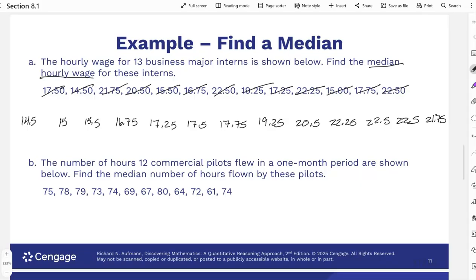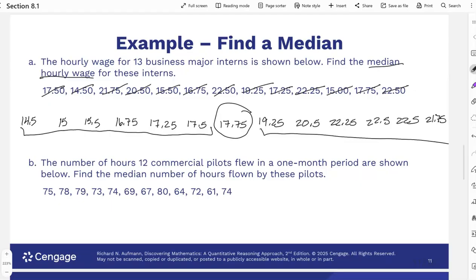1, 2, 3, 4, 5, 6, 10, 11, 12, 13. So they're in order. Now we want to find the median. So if we have 13, that means we're going to have 6 in that lower half, and we're going to have 6 in that upper half. So that median is 17.75.